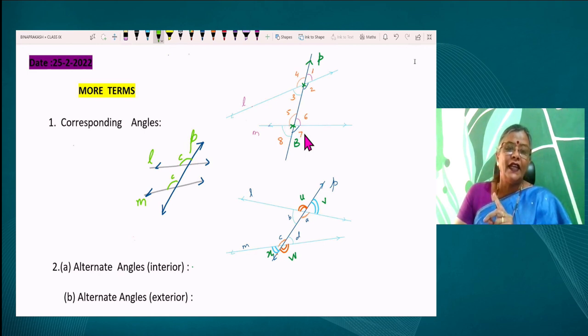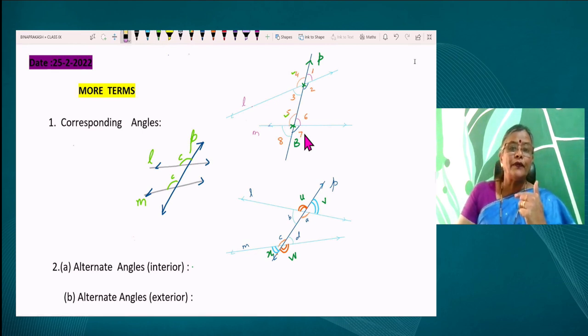Getting it? It is from upside, I'm showing it. This is from P with respect to L, that's angle C, P extended. On the same side we have this angle C. Okay, so which pair is that we have? These two form a pair of corresponding angles.